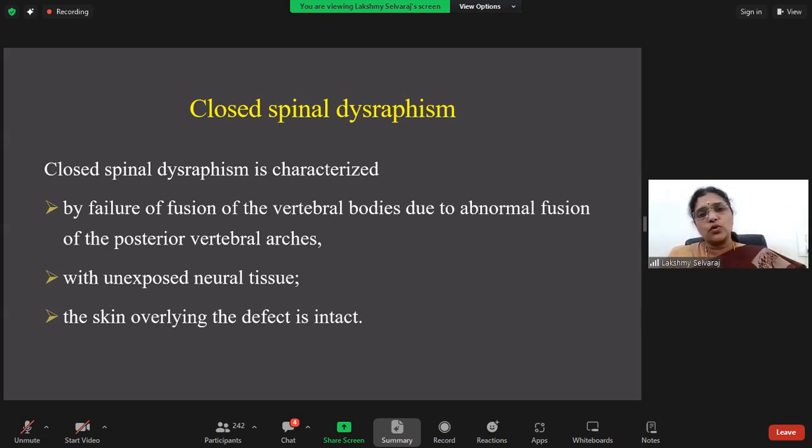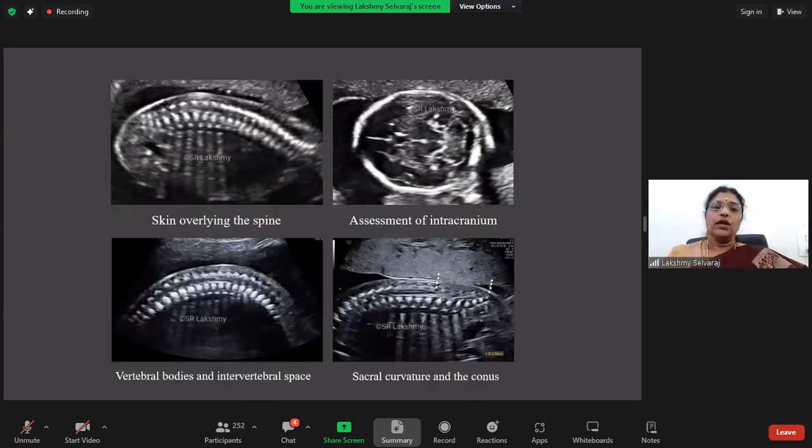For the second session on closed spinal dysraphism, this is characterized by failure of fusion of the vertebral bodies due to abnormal fusion of the posterior vertebral arches. And there is unexposed neural tissue. The point is, you have unexposed neural tissue and the skin overlying the defect is intact. So that is closed spinal dysraphism, and hence in closed spinal dysraphism, the intracranial signs will be absent. You will have a normal posterior fossa. So the same thing holds good. Look at the skin overlying the spine.